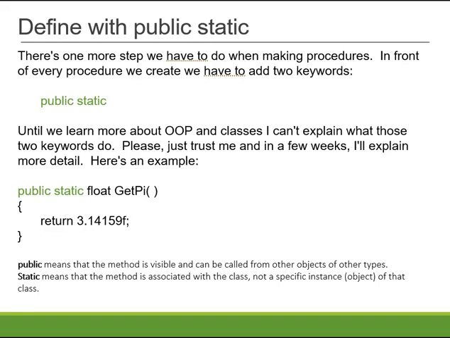You must add 2 keywords in front of every method, public static. I will cover this in the object-oriented programming lecture in the future. For now, I will just tell you public means that the method is visible and can be called from other objects of other types. Static means that the method is associated with a class, not a specific instance object of that class. This means that you can call a static method without creating an object of the class.